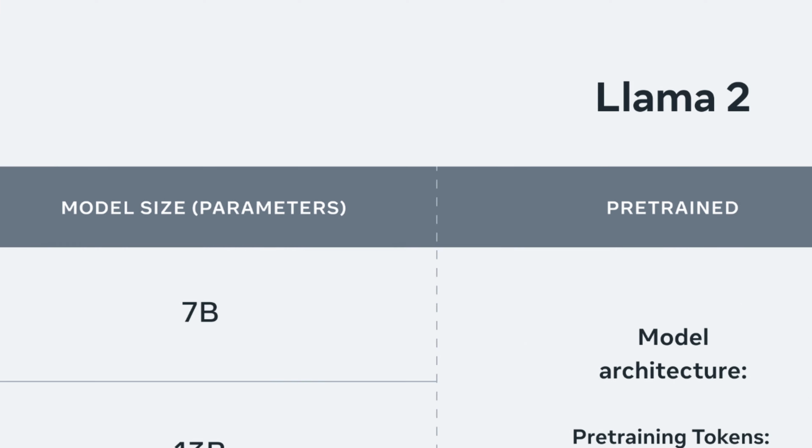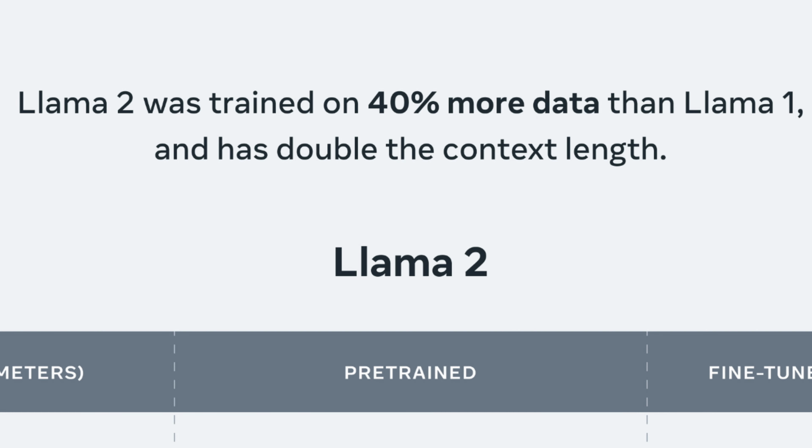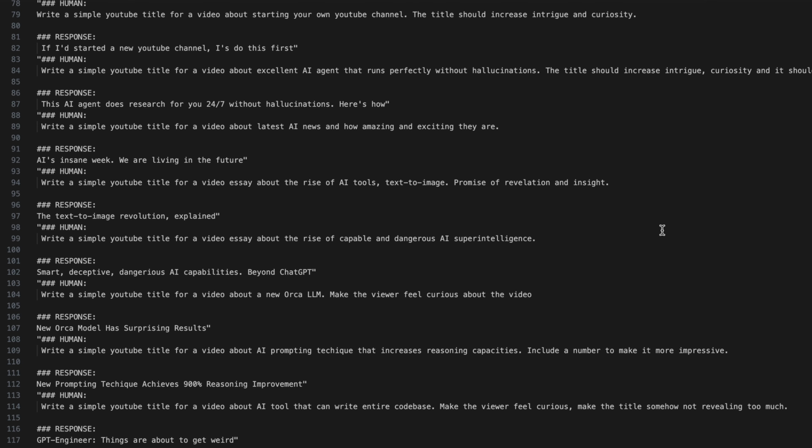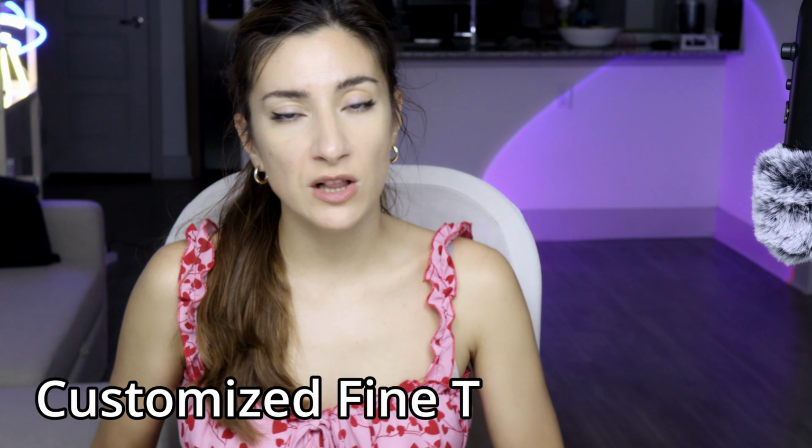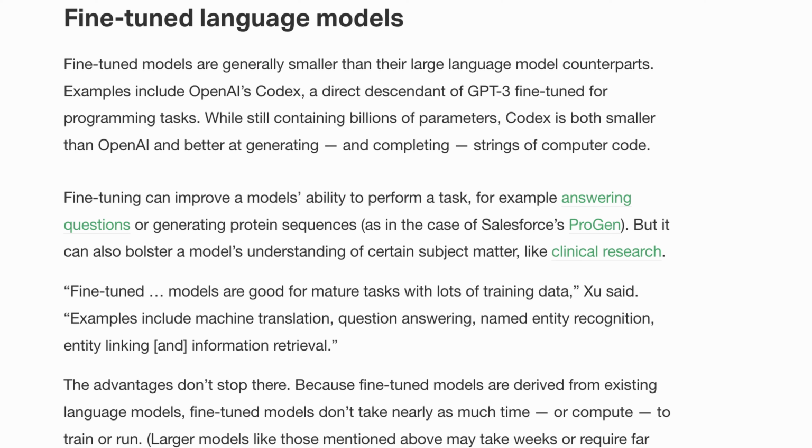In this video, I'll show you how to fine-tune Llama 2 with 7 billion parameters, Meta's latest large language model trained on 40% more data than Llama 1. Also, I'll use a dataset that I've created with around 100 good YouTube titles. And the end result will be a customized, fine-tuned model that will be capable of suggesting much better YouTube titles than the ones that I get with pre-trained models.